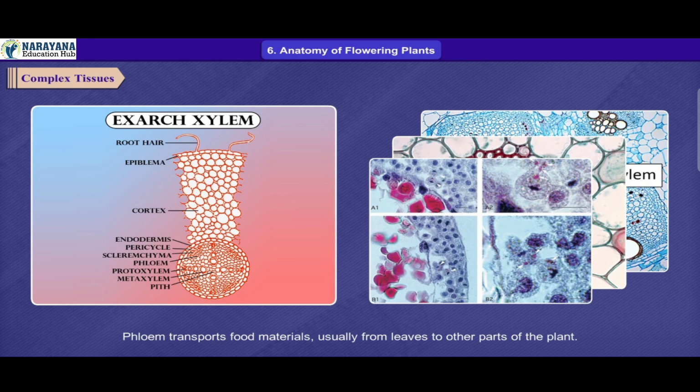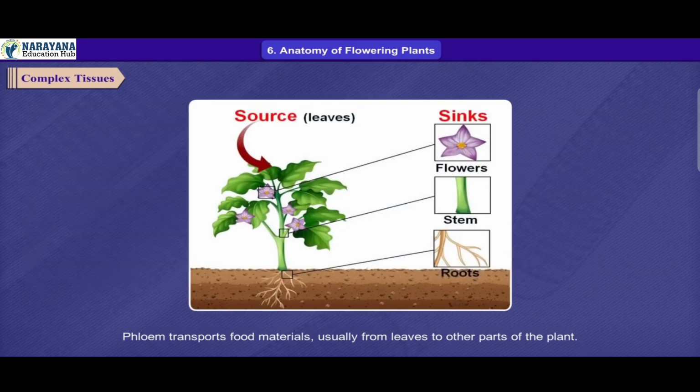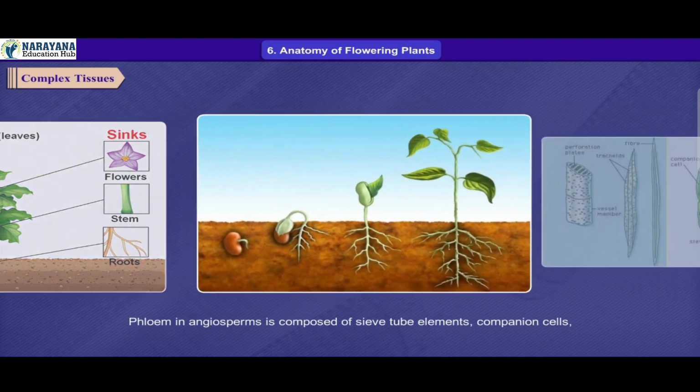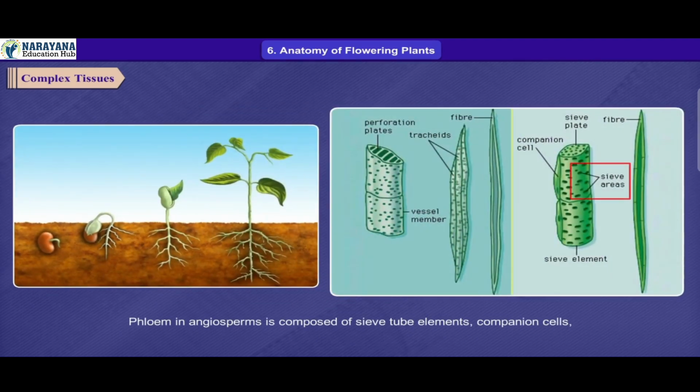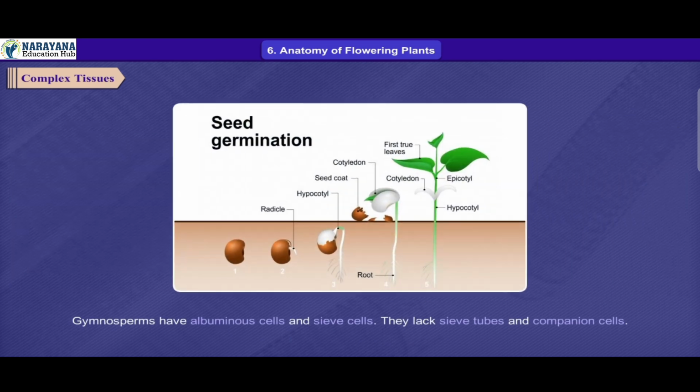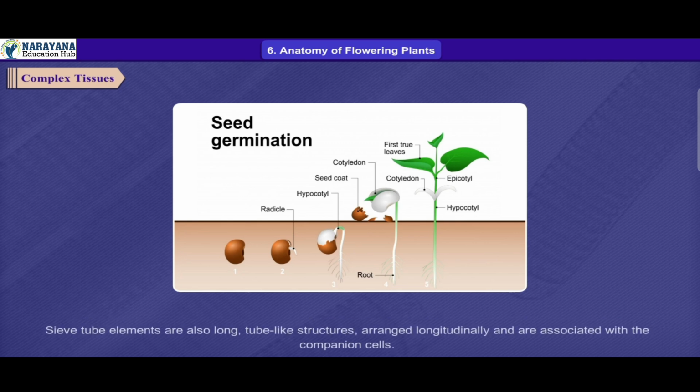Phloem transports food materials usually from leaves to the other parts of the plant. Phloem in angiosperms is composed of sieve tube elements, companion cells, phloem parenchyma, and phloem fibers. Gymnosperms have albuminous cells and sieve cells. They lack sieve tubes and companion cells.